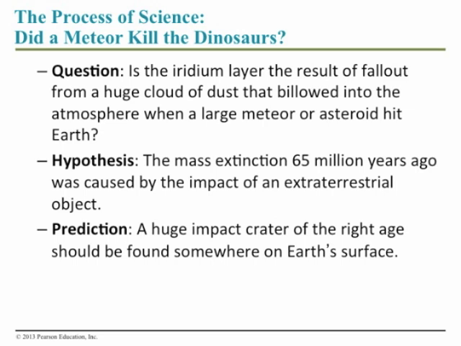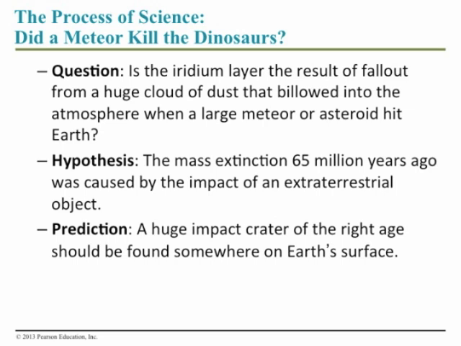So the question scientists studying dinosaurs had is: is the iridium layer the result of fallout from a huge cloud of dust that billowed into the atmosphere when a large meteor or asteroid hit Earth? Because the hypothesis was that the mass extinction 65 million years ago was caused by the impact of something from outer space. So, the impact of a large meteor.